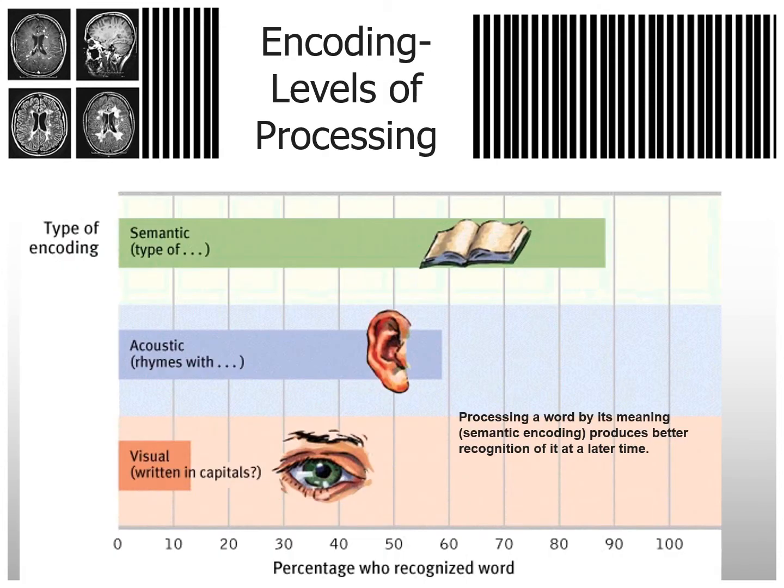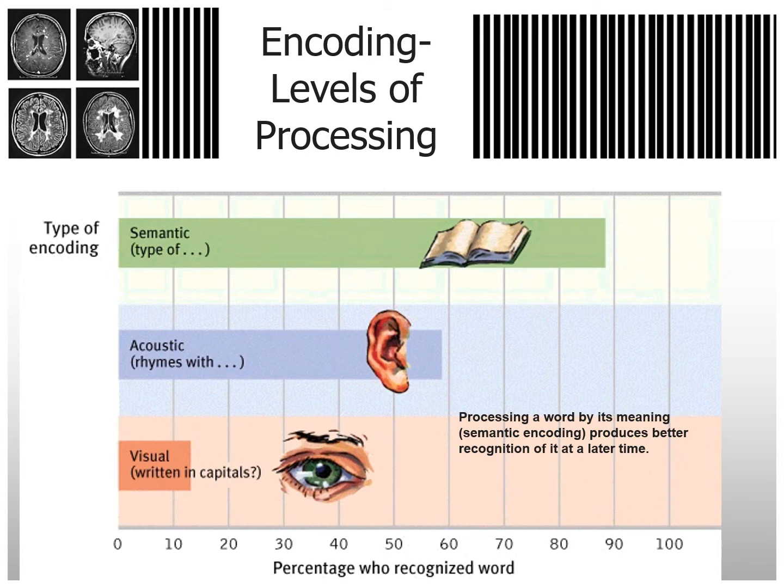So, encoding levels of processing. How well do the three different ones work? Well, if you know the meaning of the word, right? Semantics means meaning, so this is the percentage who recognize the word. You're more likely to recognize the word. Acoustics, like rhymes with, then you'll more likely remember the word; that's second. And visual, so let's say it's written in capitals, like you can visualize it, it's less likely.